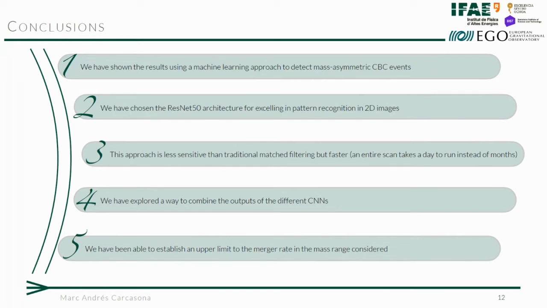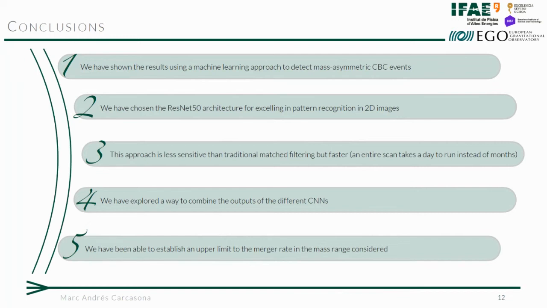I haven't commented on this, but the entire O3 scan in our case took on the order of a day. So O3A and O3B together, and you can compare to LVK, which takes on the order of months. So yes, we are not that sensitive, but we are going much faster. So now it's only a problem of improving the efficiency of this neural net, but in terms of speed, this is amazing.